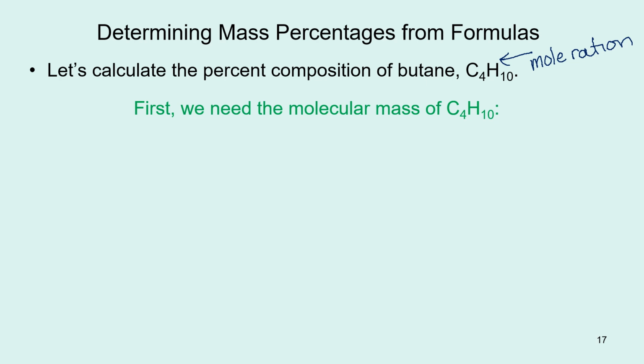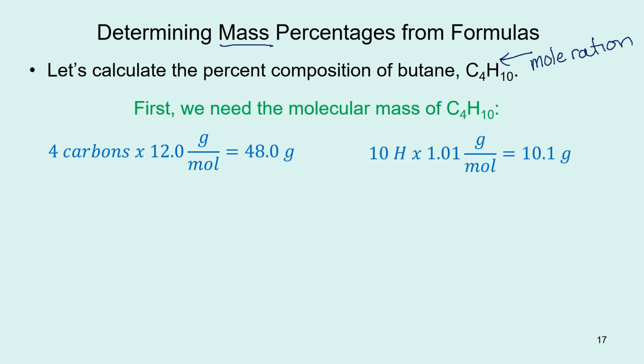But now in this case, we want the mass percentage. So we have to know how much each of these weigh. So we want to know the mass of carbon. Well, there's 4 carbon atoms, and each carbon atom is 12 grams per mole. So that means the 4 carbon atoms weigh 48 grams. Let's do the same thing for hydrogen. There are 10 hydrogen atoms, and each of them is 1.01 grams. So 10.1 grams.